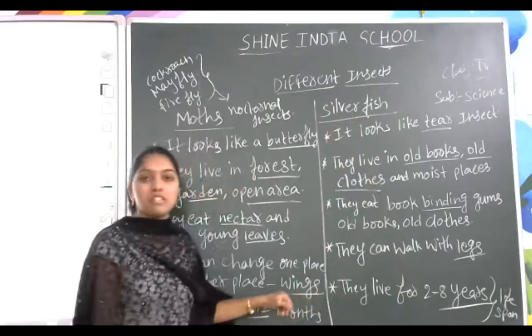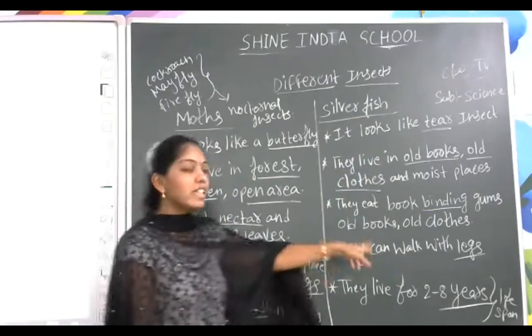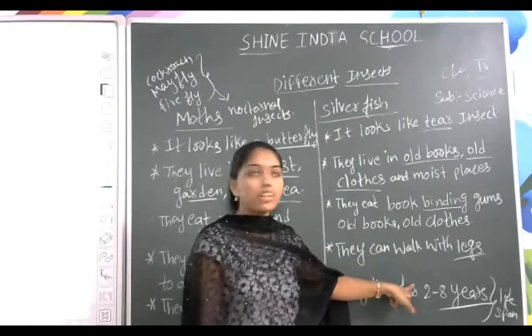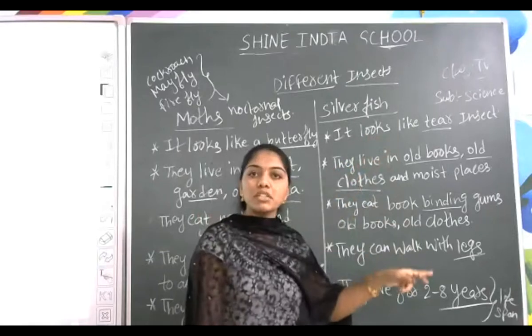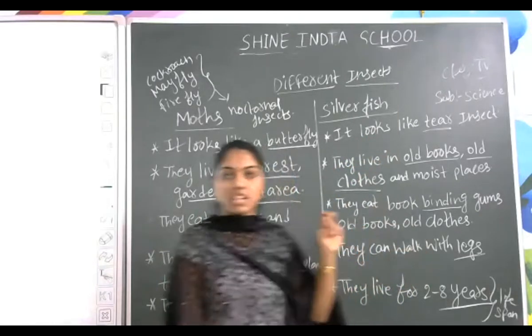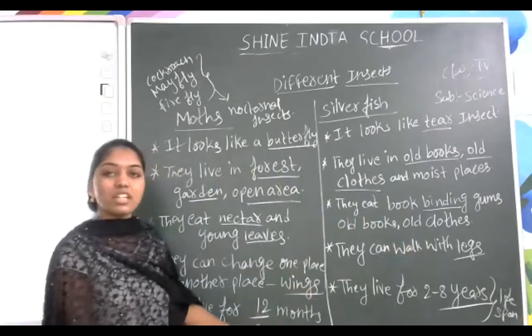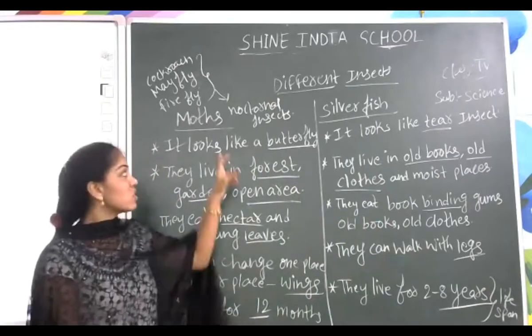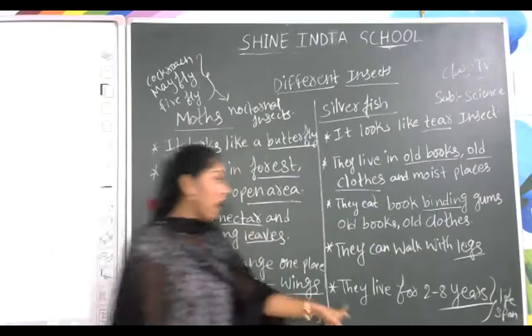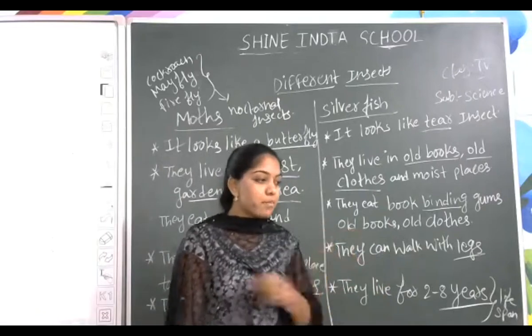Next, the moth will fly with the help of its wings. Which animal is going to walk here? Silverfish is going to walk with its legs. What is the lifespan here? 12 months. Moths live only for 12 months. And silverfish will live for 2 to 8 years.